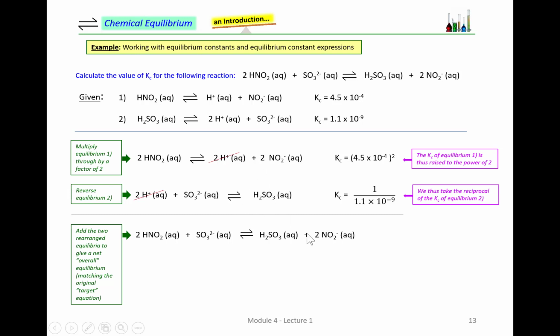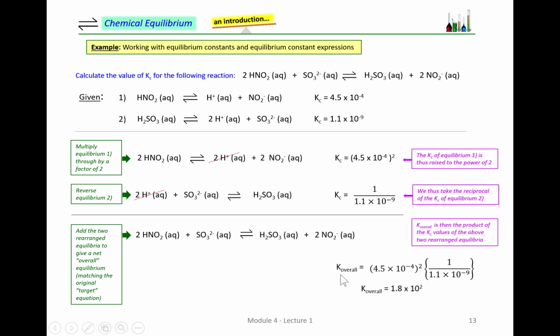Now we're ready to get the Kc value for our target reaction by just taking the product of these two Kc values. So K overall, meaning the overall net reaction here, or our target reaction, is the Kc value for this reaction, which was 4.5 times 10 to the minus 4 squared, times the Kc value for this reaction, which was the reciprocal of 1.1 times 10 to the minus 9, and I get an overall K of 1.8 times 10 squared, which means this reaction, this equilibrium, favors the product side, but not overwhelmingly so.